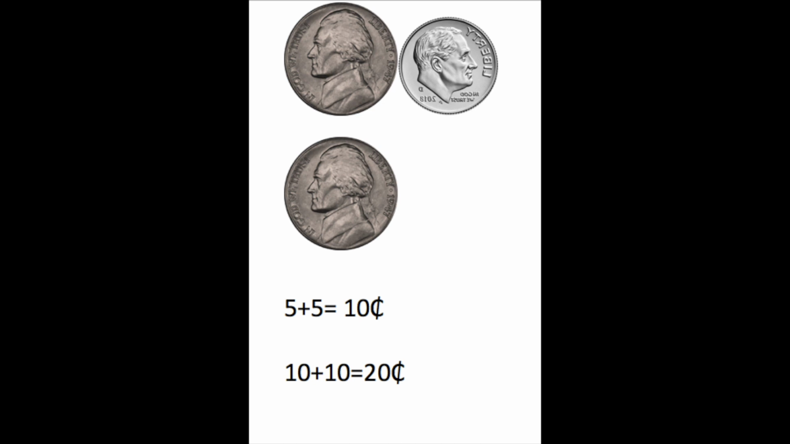So we take our 10 cents and we add it to the 10 cents that a dime is also worth. So it is 10 plus 10, and we know that when we add 10 plus 10, that equals 20. So we have 2 nickels and a dime that is worth 20 cents.